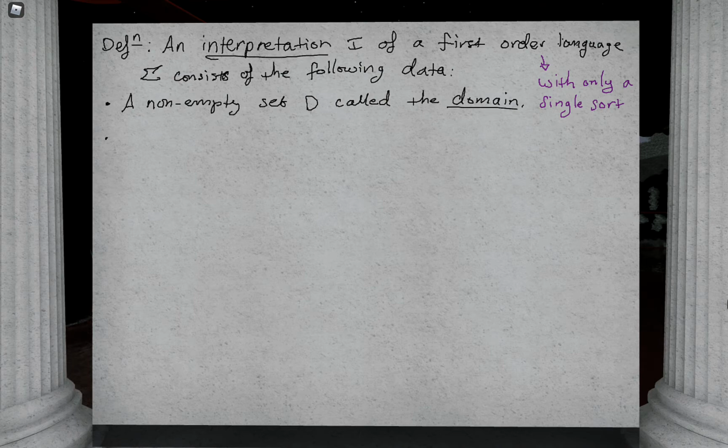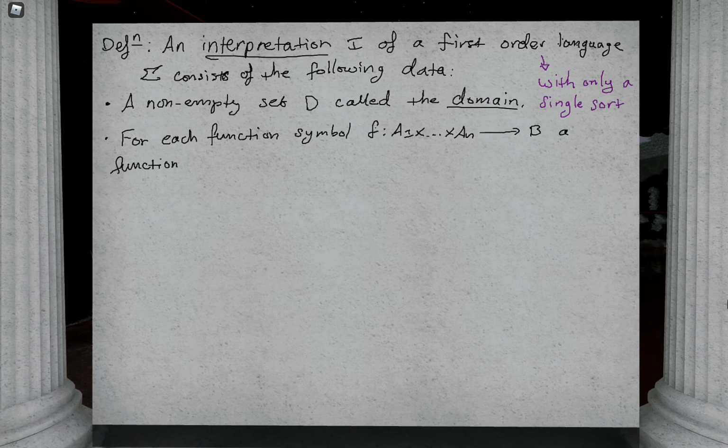We also have, for every function symbol, an associated function which maps from the n-fold Cartesian product of D into D. In the special case where the function symbol is of zero arity, then the interpretation of F is simply a choice of element inside D.